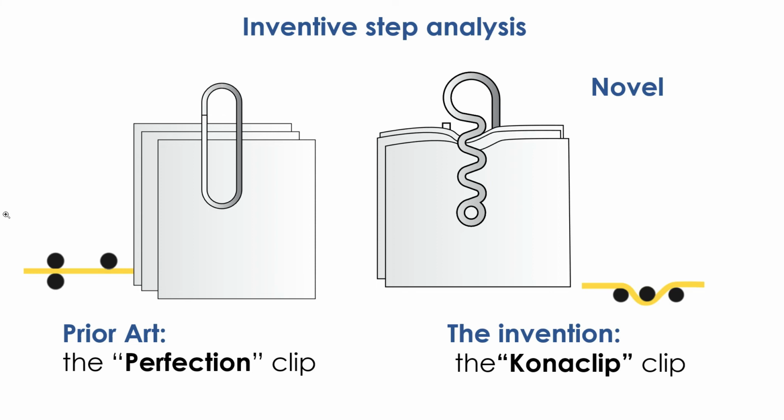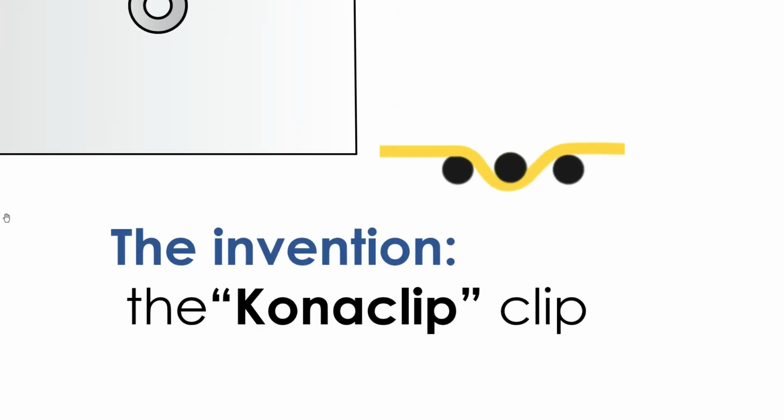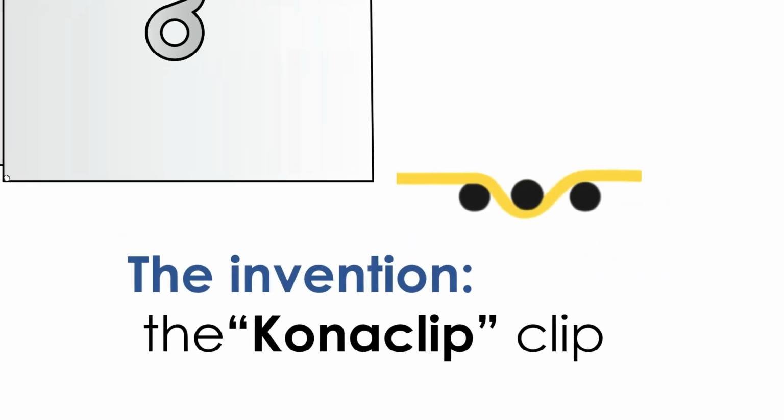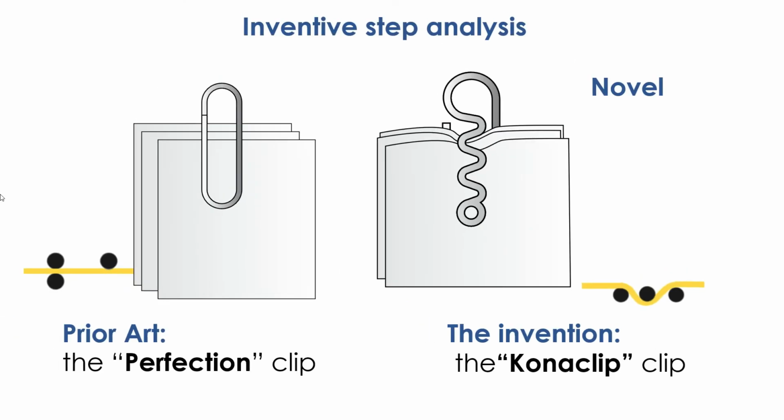You can see somewhere here that there's an extra bending in the way the Kona clip holds multiple sheets of paper compared to that of the perfection clip. And so therefore, I should say that there is an extra grip in the way the Kona clip holds multiple sheets of paper compared to the perfection clip. And so with that assessment, I can say that there is novelty and also inventive step in the Kona clip.